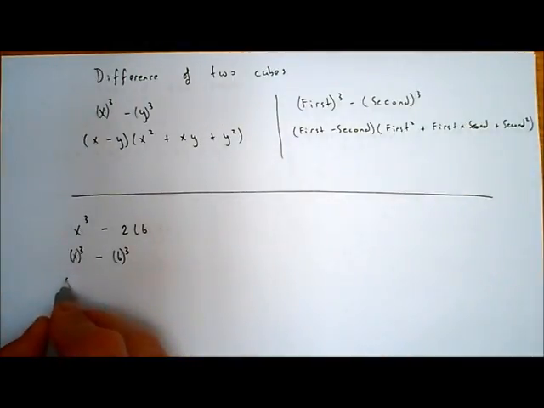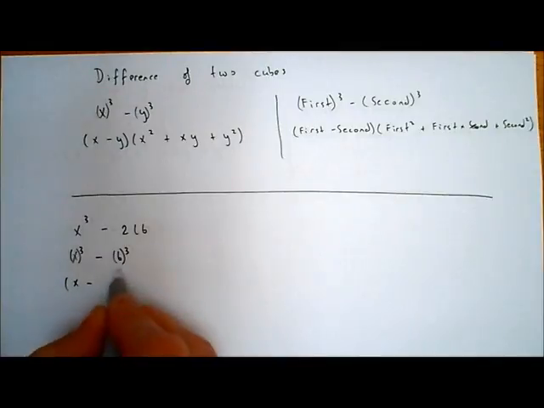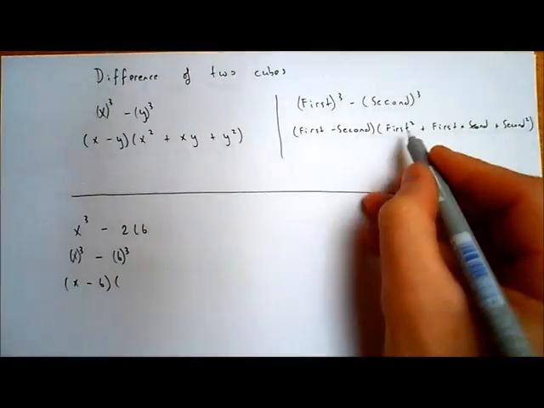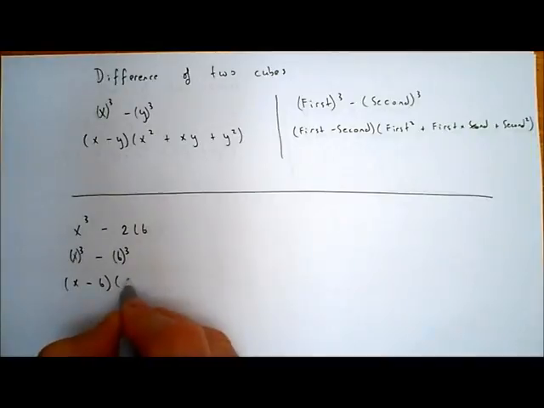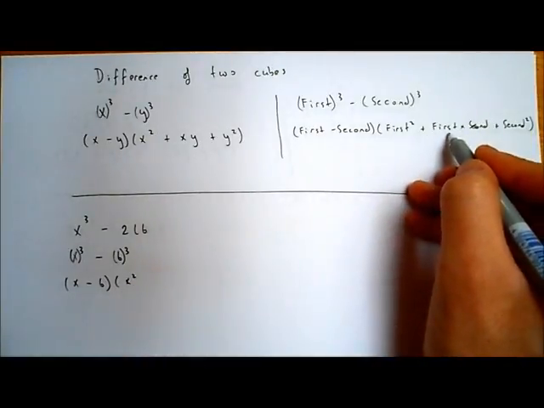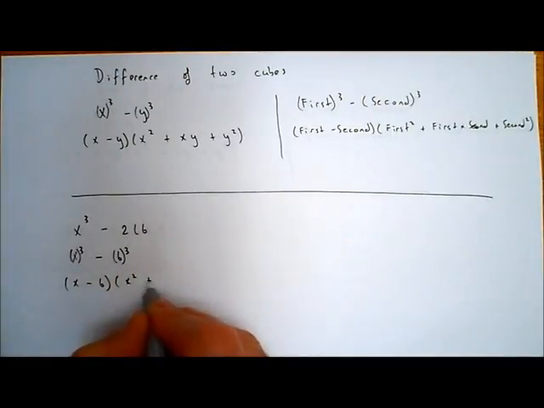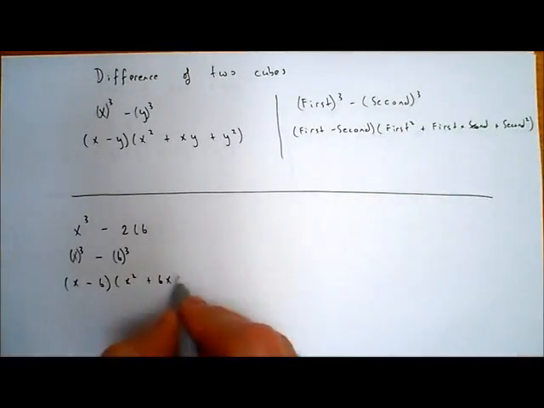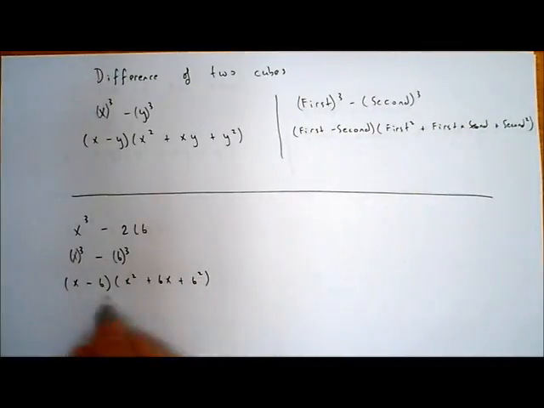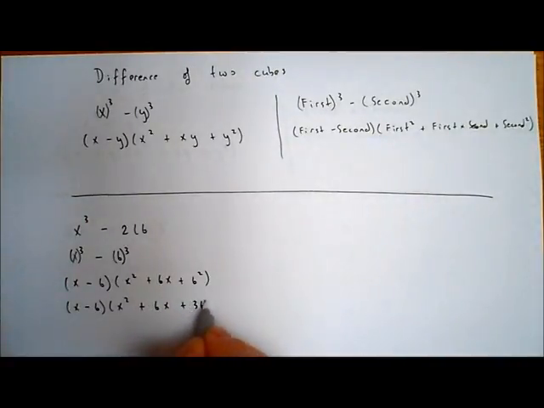It's just going to be the first minus the second. So the first is x, the second is 6. So x minus 6 multiplied by, it's the first squared. So x squared plus the first times the second. So I'm going to multiply x by 6, so I just get 6x. So plus 6x. That just means 6 multiplied by x. Plus the second all squared. So plus the second, in this case, is 6. So plus 6 squared. And I can go a little bit further because 6 squared is 36. So I could rewrite that as x minus 6 multiplied by x squared plus 6x plus 36.